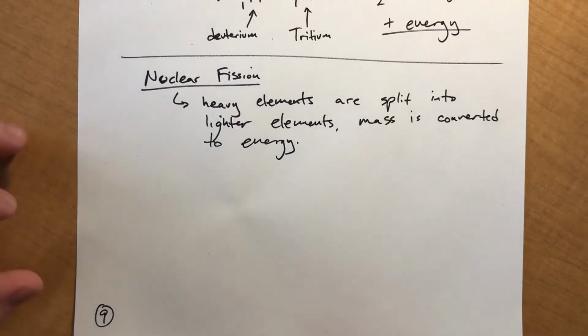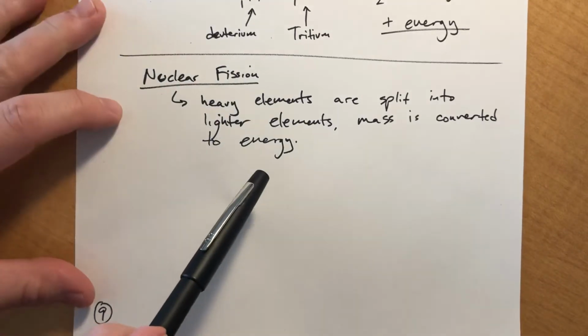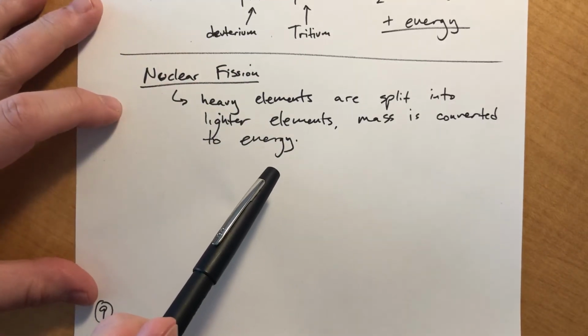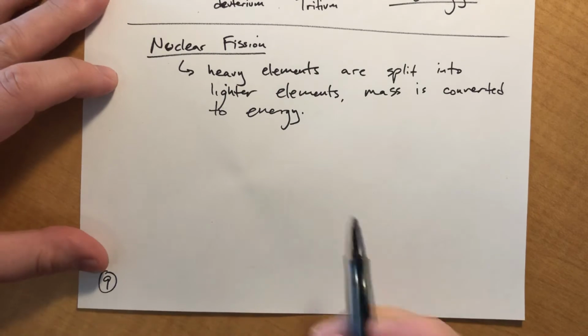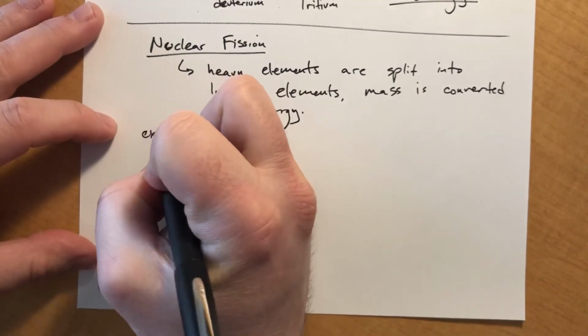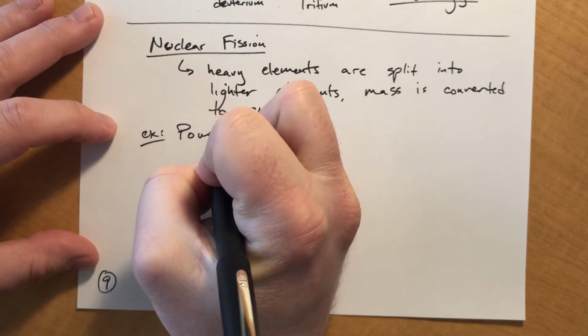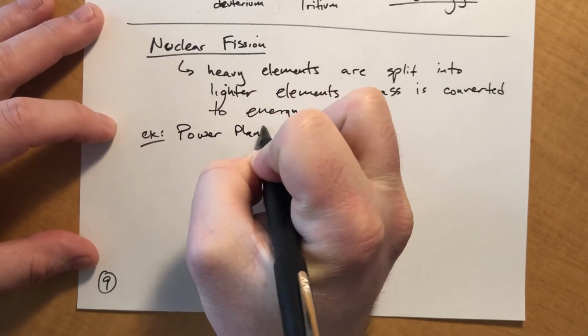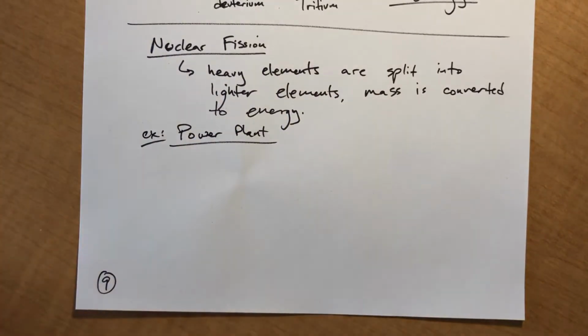Okay, so this one is pretty common as far as nuclear power sources. Nuclear power plants, this is what they do. So for example, let's talk through this one. If you had a power plant, most power plants typically use uranium-235. It's an unstable enough isotope that it can undergo nuclear fission pretty readily.